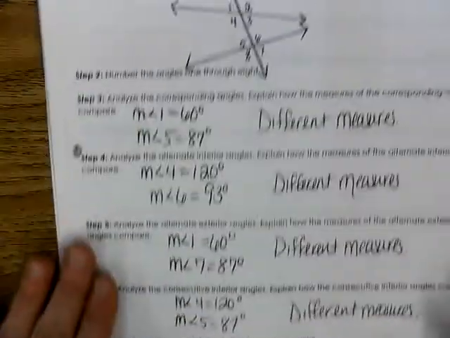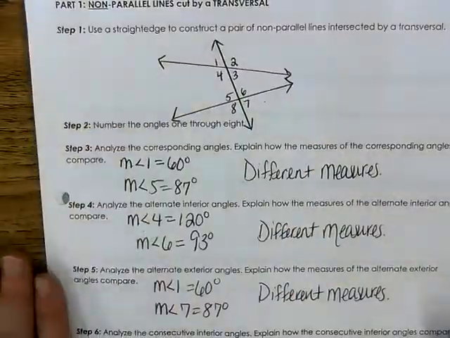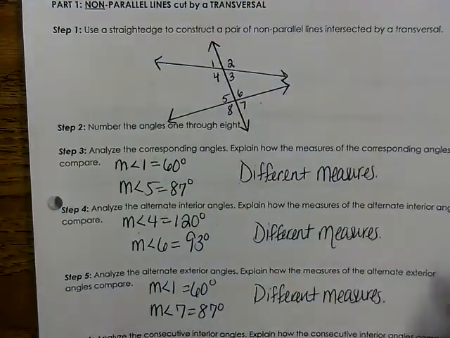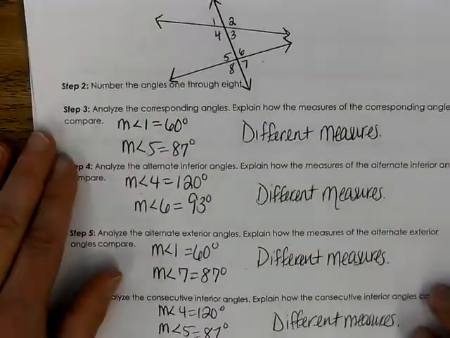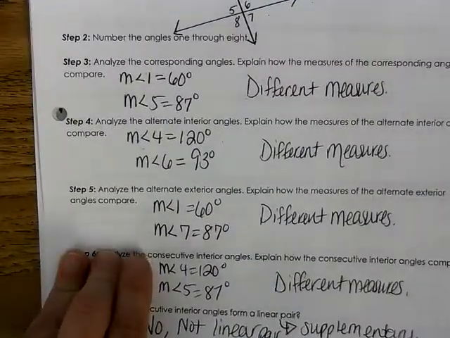So the whole point of this exercise is to say that we have non-parallel lines, and all that we can conclude is that vertical angles are congruent. But there's nothing else to really talk about because we always ended up with different measures each time. So now let's flip the page.